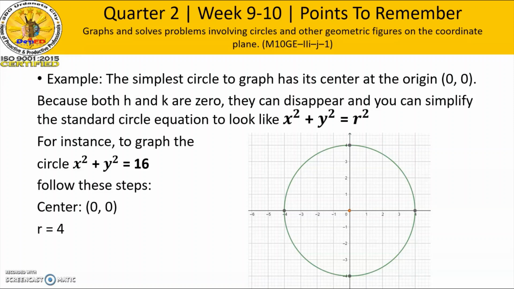For instance, to graph the circle with equation x squared plus y squared equals 16, you must follow these steps. First, get the center of the circle. Since there is no h or k in the equation of the circle, its center is the origin. So we have the center (0, 0). Since the value of r squared is equal to 16, you take the square root of 16 to get the value of r, which is 4.